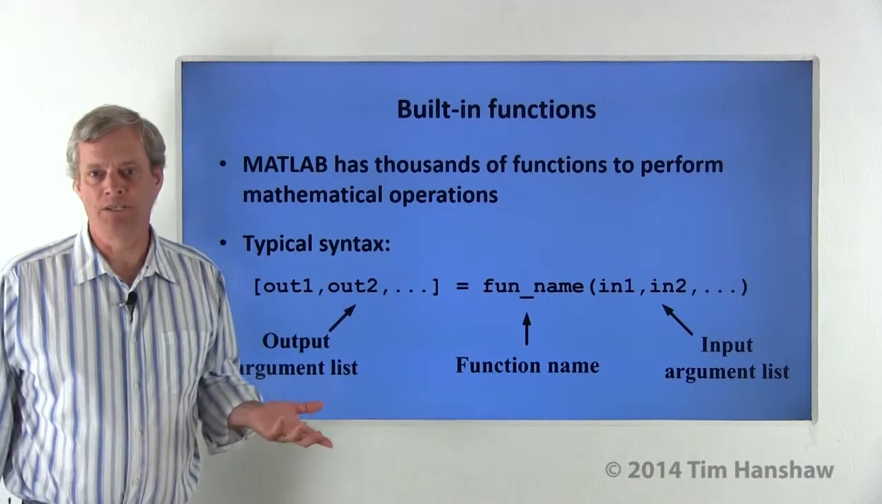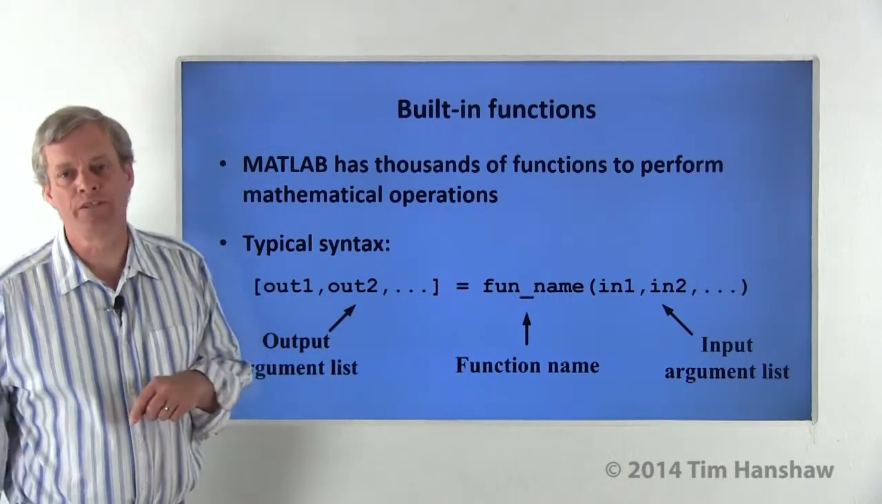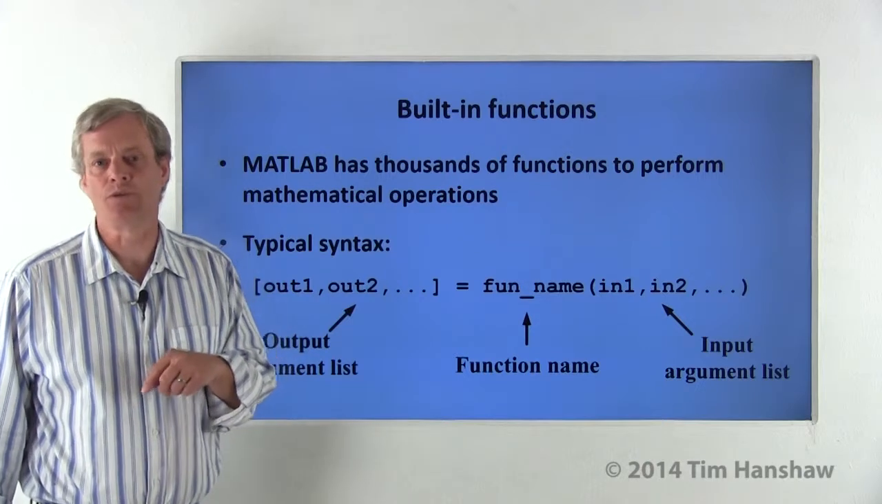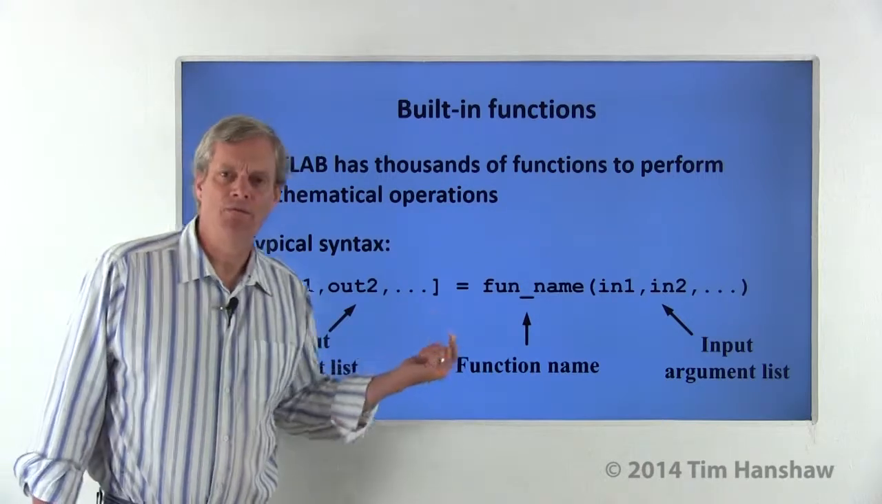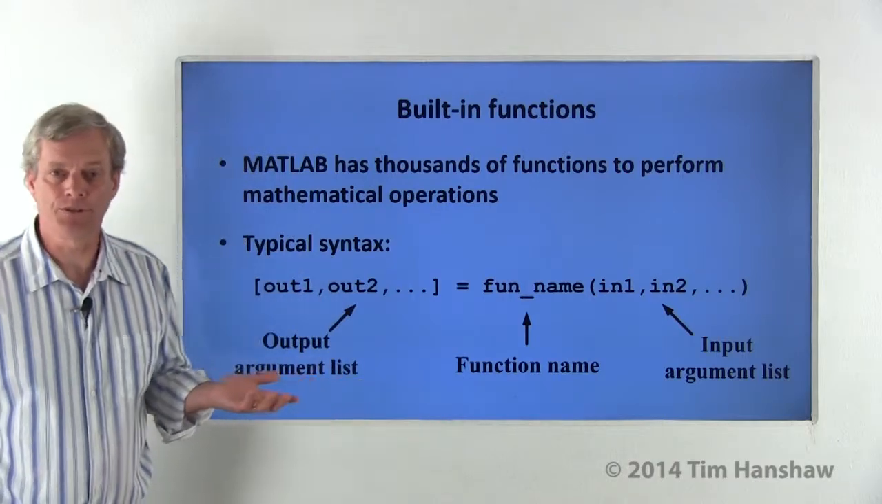The list is comma delimited, and as with the input arguments, the parameters are assigned by their order in the list, not the variable names used. The square brackets, by the way, are optional if only a single output argument is being returned from the function.